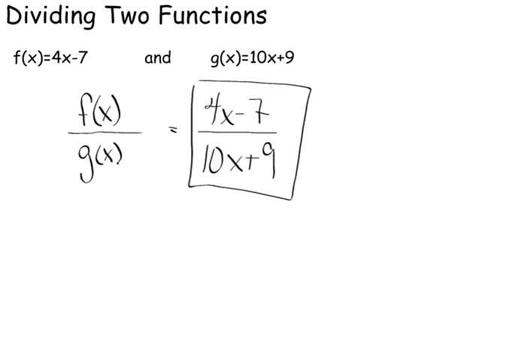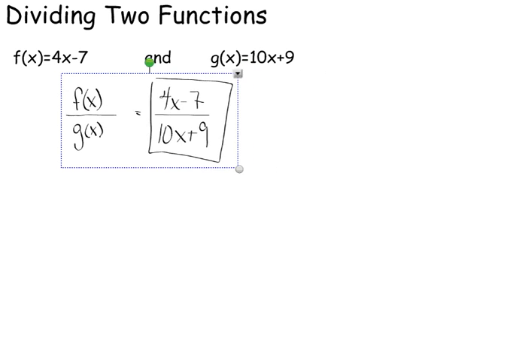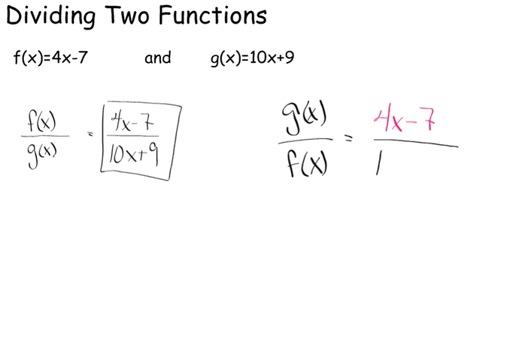Now, just like with subtracting functions, f of x divided by g of x is not the same thing as g of x divided by f of x. So let's look at this. Okay, g of x divided by f of x. I sort of missed out on doing those colors. So Fred is red, and Grover is green. They have no common factors. It doesn't simplify. I'm done.